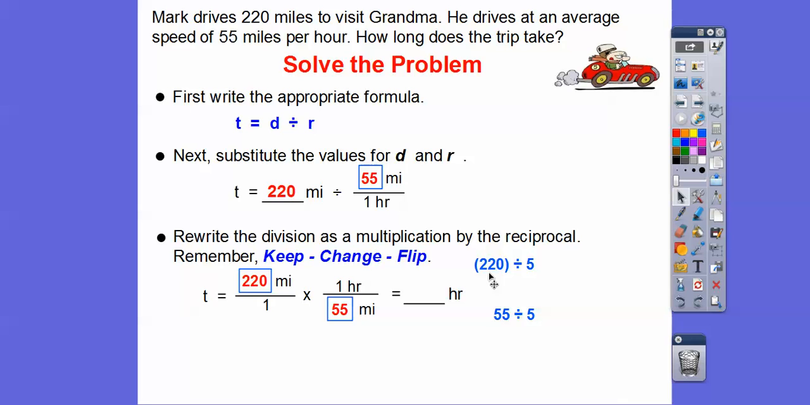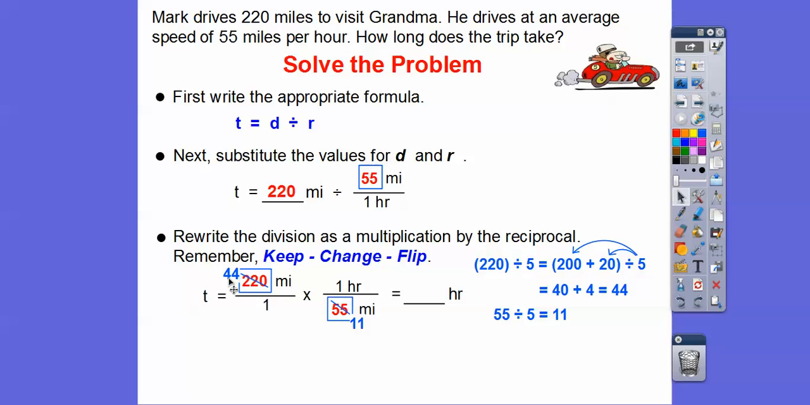And then this one, 220, if we treat that as 200 plus 20 right there, and then divide 200 divided by 5. Well, I know 20 divided by 5 is 4, so add another 0. This is going to be 40 right here, and then this is going to be plus 4 right there.